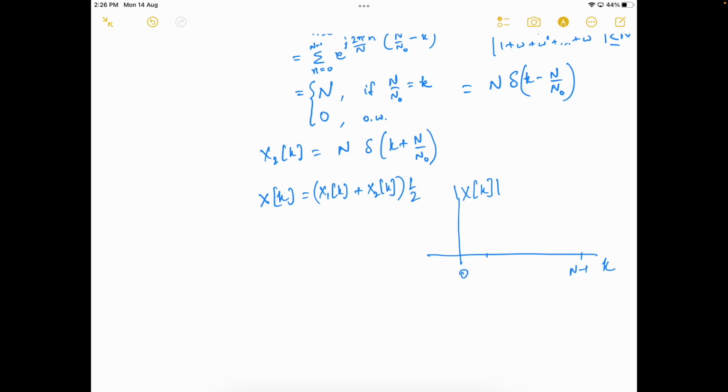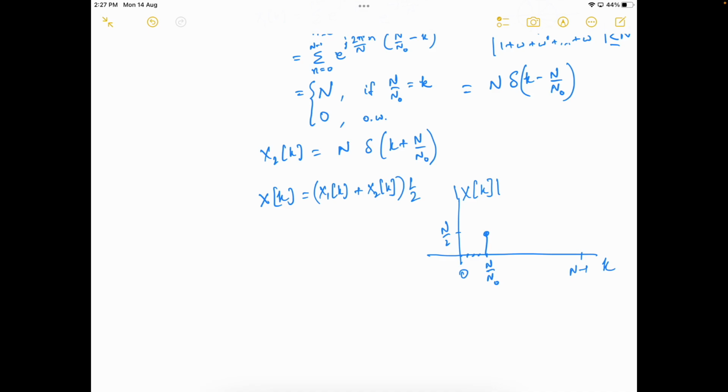Okay, let's say somewhere here we have N upon n naught. Here the height is capital N, and everywhere else it is almost 0. Oh, I'm sorry, the height is N upon 2. What else? Any other point?